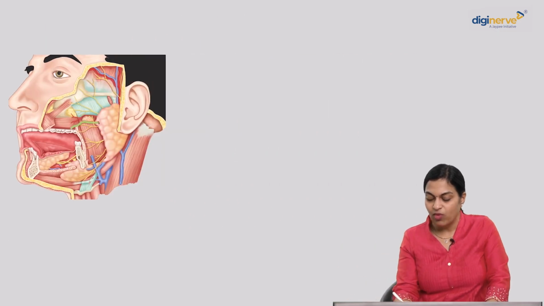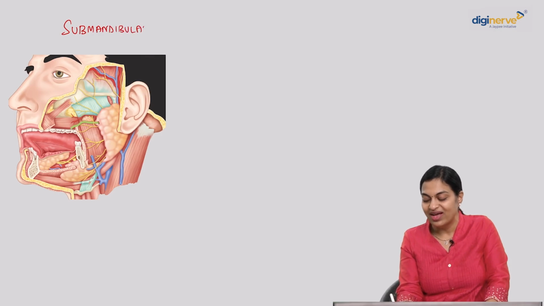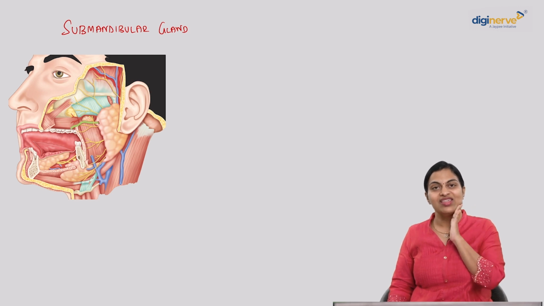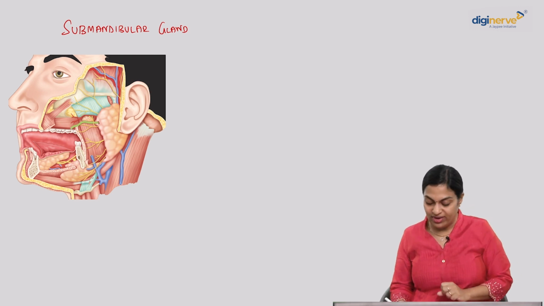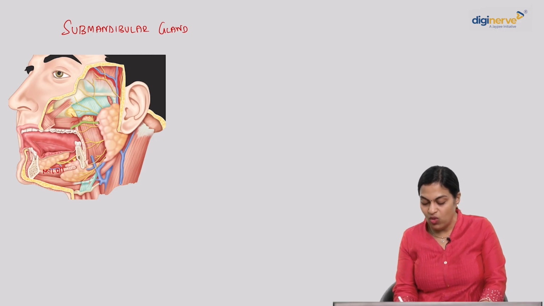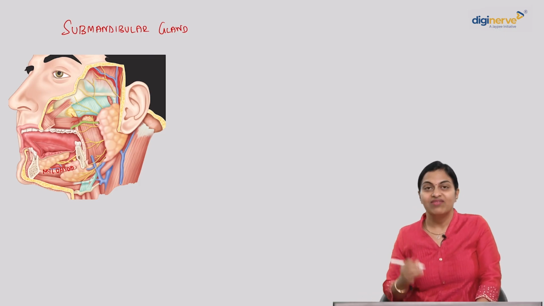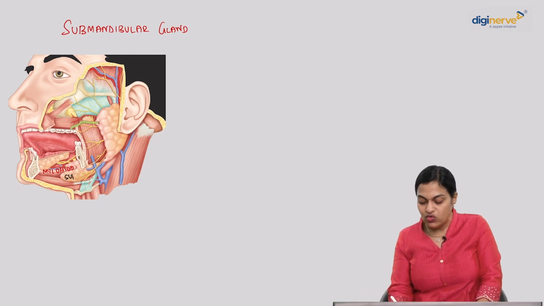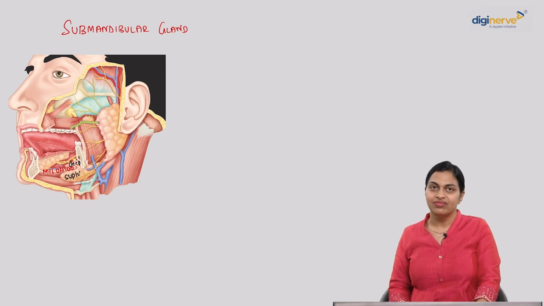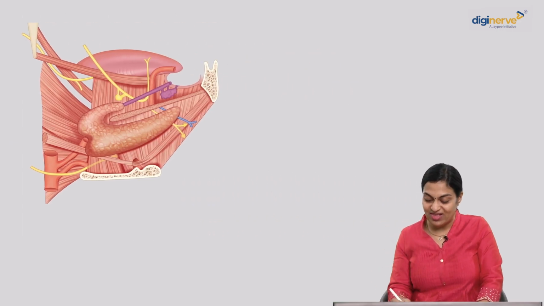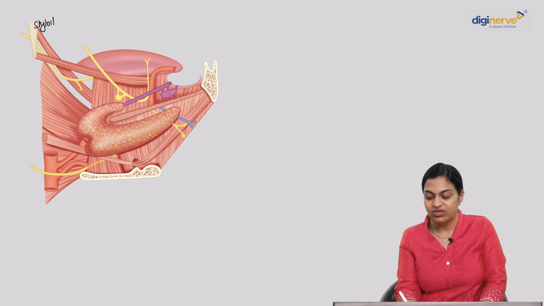Now let's see about the submandibular salivary gland. Can you identify the submandibular salivary gland here? Where is it situated? In the submandibular region, in the digastric triangle, below the mylohyoid line. So this is the mylohyoid muscle, and this mylohyoid muscle will divide the submandibular gland into a large superficial part and a small deep part. To orient to this image, this is the styloid process.